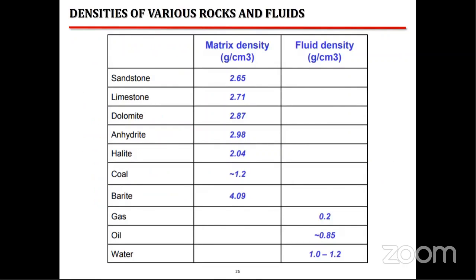This table gives us a typical matrix density for common rocks and fluids. Density of rocks varies from 1.2 to 4.9, as you can see in the table. Fluids have lesser density, ranging from 0.2 to 0.85 for hydrocarbons and 1 to 1.2 for water, be it fresh or brine.